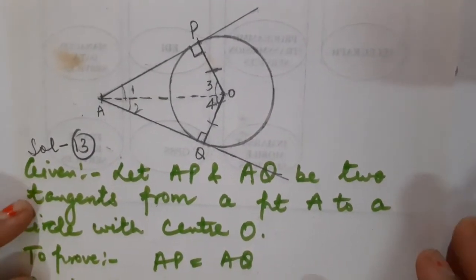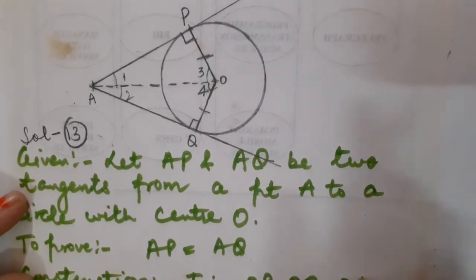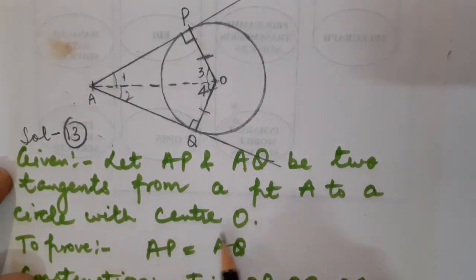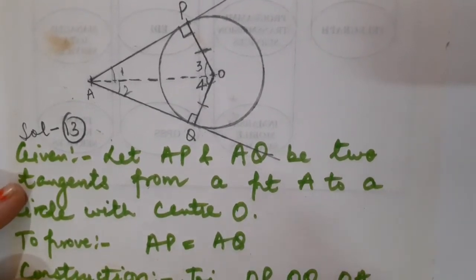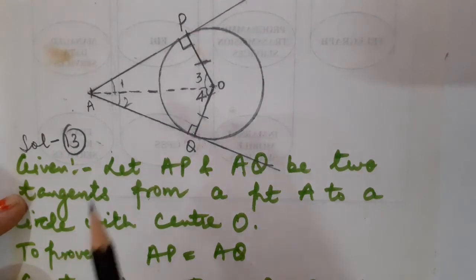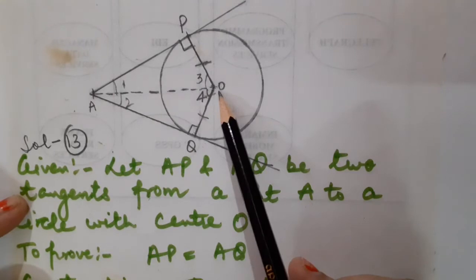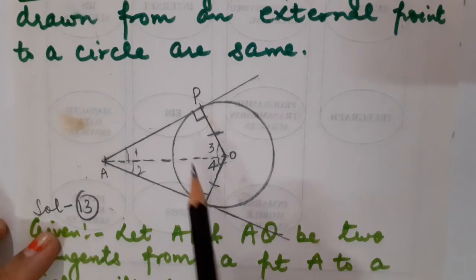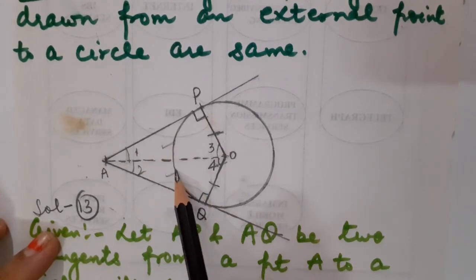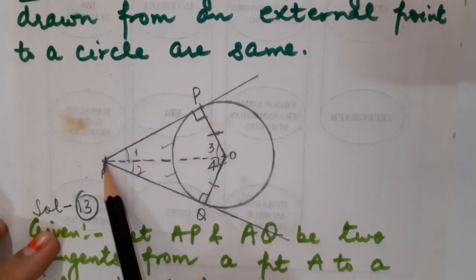What is given? As it is a theorem, so you have to write down everything given, to prove, construction if required. So let AP and AQ be two tangents from a point A to the circle with center O. Correct, children? We have to prove that AP is equal to AQ. So one small construction has been done, that I have joined OP, OQ and AO. Fine, children? So children, to prove AP is equal to AQ, I am going to prove these two triangles as congruent. That is triangle APO and AQO.